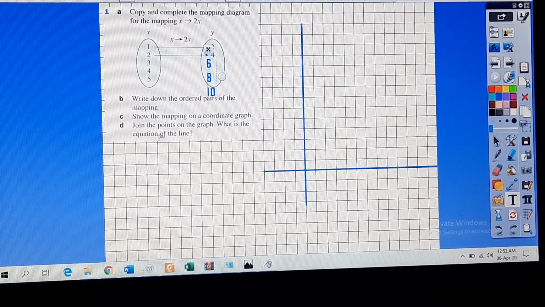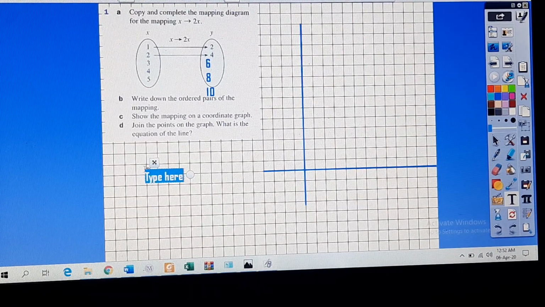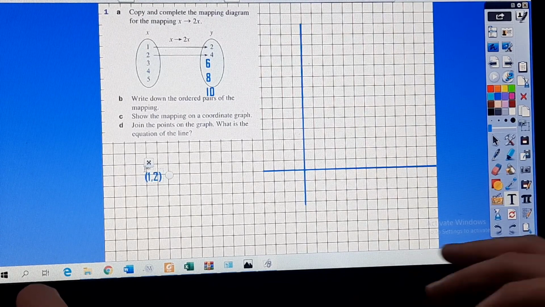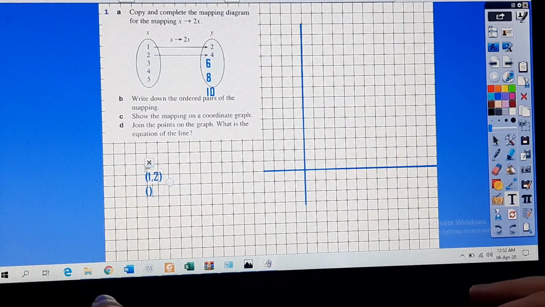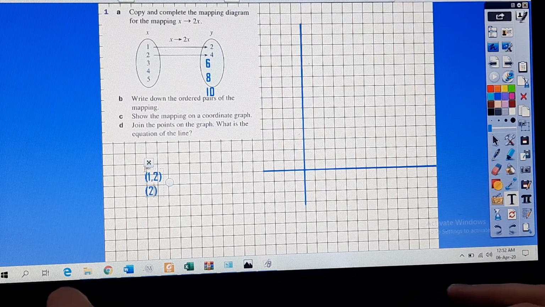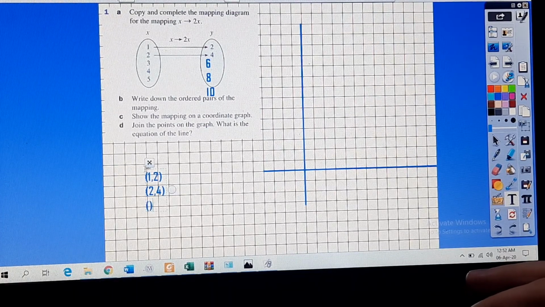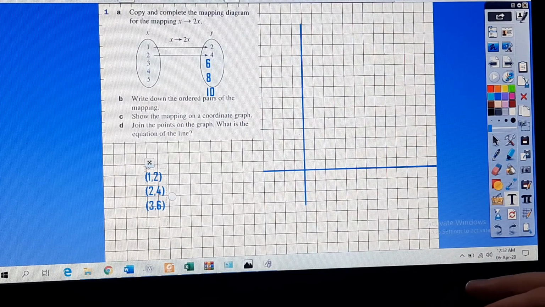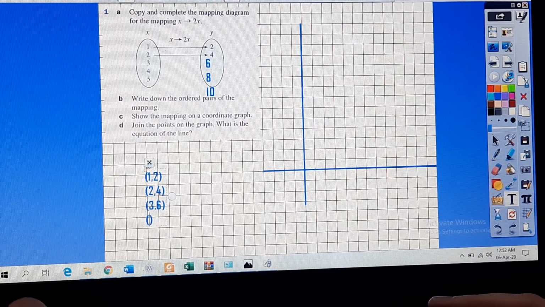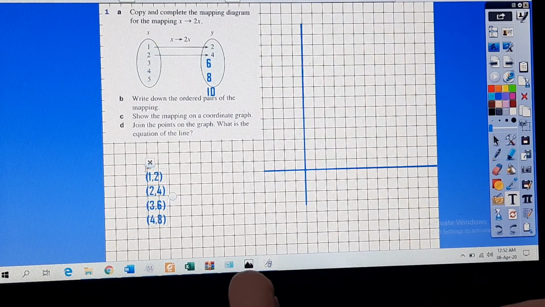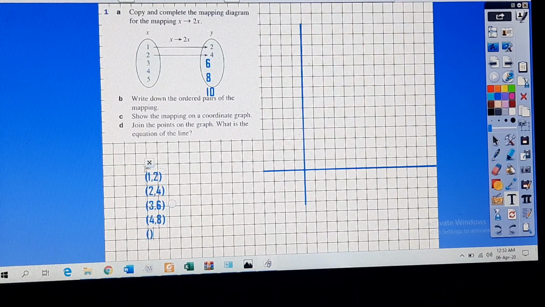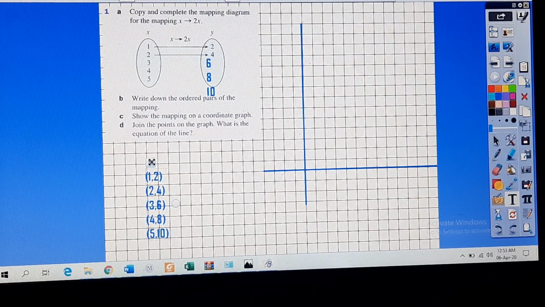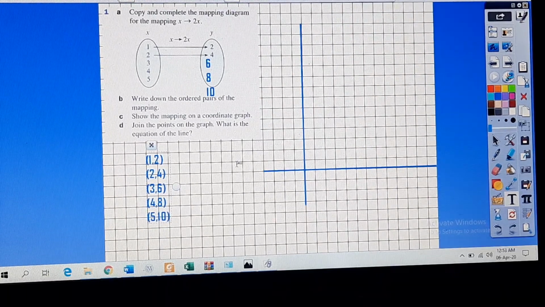Okay, so if we write the ordered pairs, what kind of ordered pairs will we have? Ordered pairs means the points, don't forget. So I will have 1, 2, then 2, 4, then 3, 6, then 4, 8, and 5, 10. Okay, so these are the ordered pairs or the points.